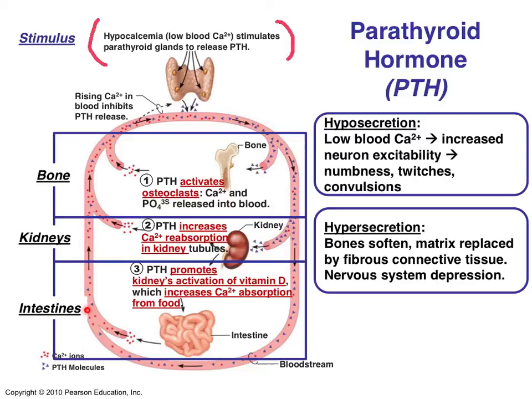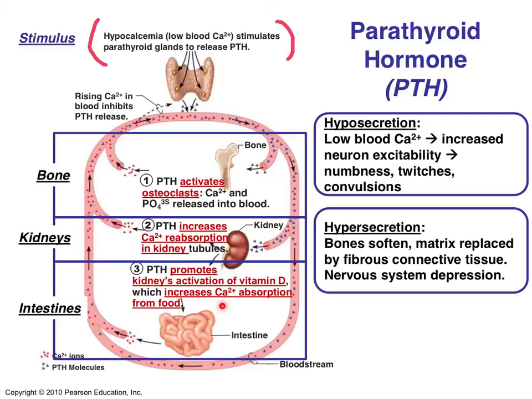In the bone, parathyroid hormone activates osteoclasts. These cells break down bone tissue, releasing calcium into the blood. Parathyroid hormone causes the kidneys to reabsorb more calcium, so you don't lose as much calcium in your urine. Parathyroid hormone also tells the kidneys to activate more vitamin D, and then that vitamin D increases the absorption of calcium from your food.